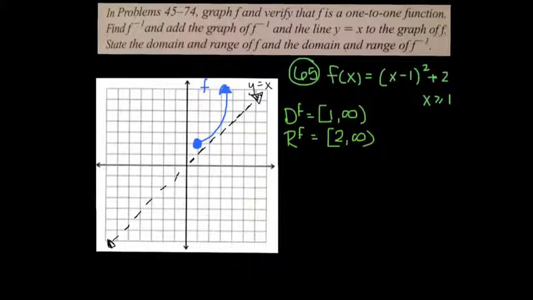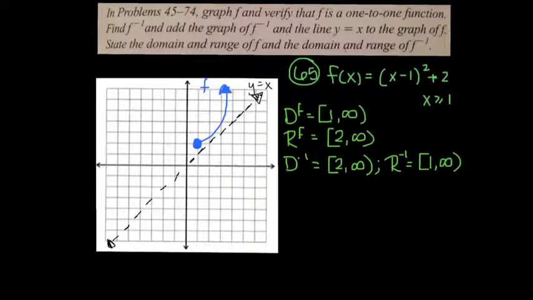The domain and the range of the inverse I can get by knowing that the domain of the inverse is the same as the range of the original, so that will go from 2 to infinity. And the range of the inverse is the same as the domain of the original. That will be everything from 1 to infinity.